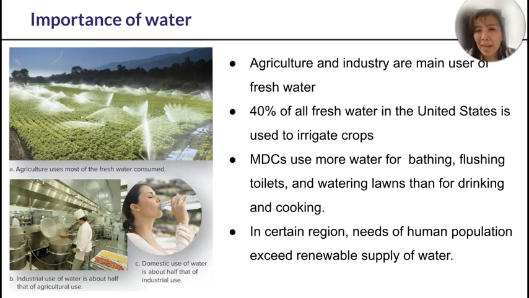And it's found that compared to less developed countries, more developed countries actually use a lot of their water not for drinking or cooking, but for bathing, flushing the toilet, or watering lawns. And in many regions, the number of humans that reside in a certain square footage exceeds the amount of water that's actually available. So if there isn't enough water, what are different ways that we can supply fresh water? Well, one way is damming rivers, and another way is removing water from an aquifer.